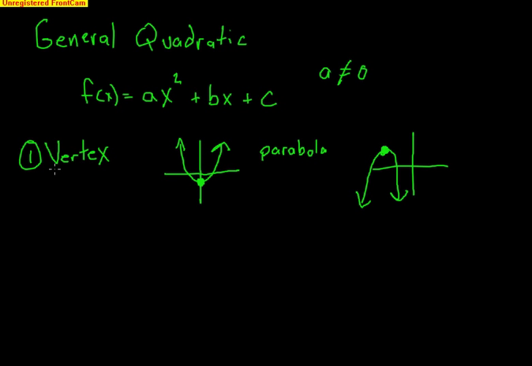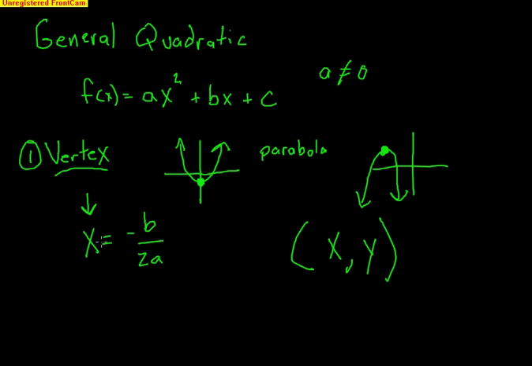Obviously, this vertex is only on quadratics. So the formula to find this vertex is really easy. It's x equals negative b over 2a. Now that will find the x coordinate of that vertex. Now, if you notice that looking at the graph, the vertex is a point. It's x comma y. So to find the x value, it's negative b.